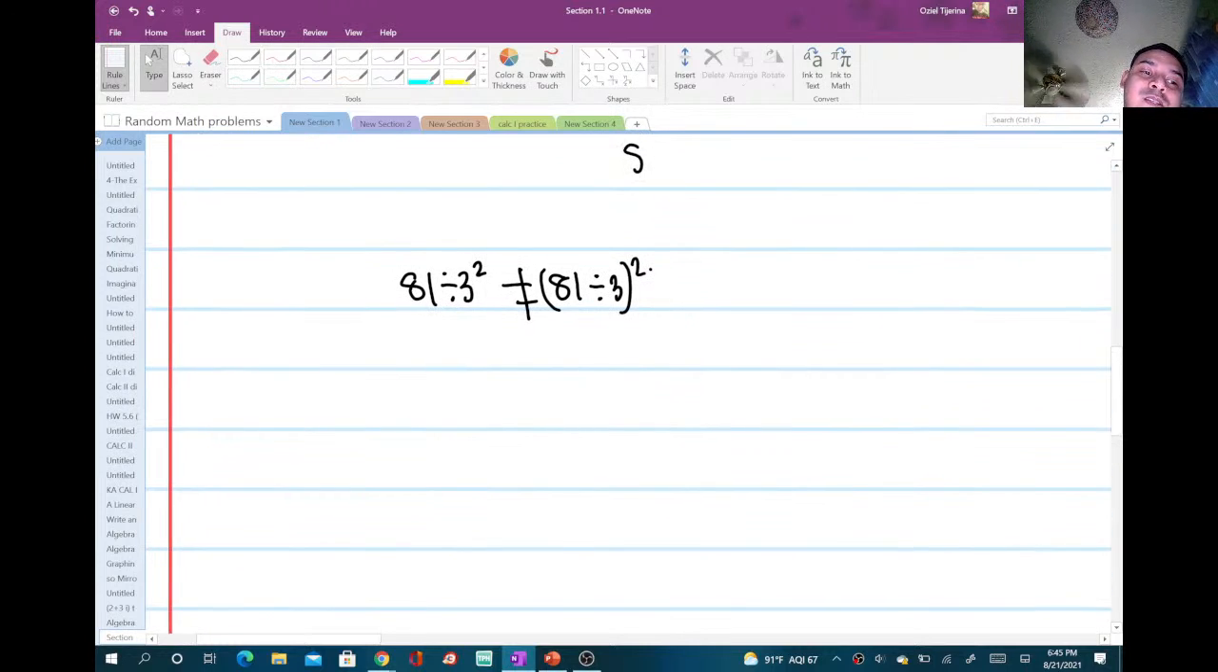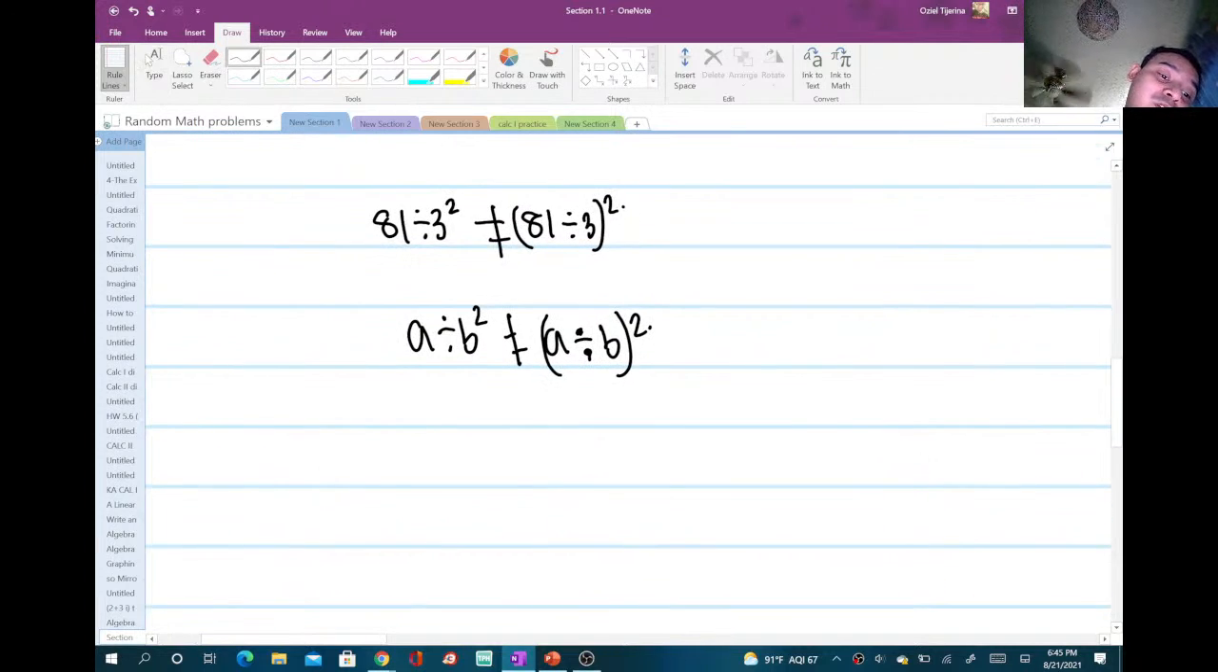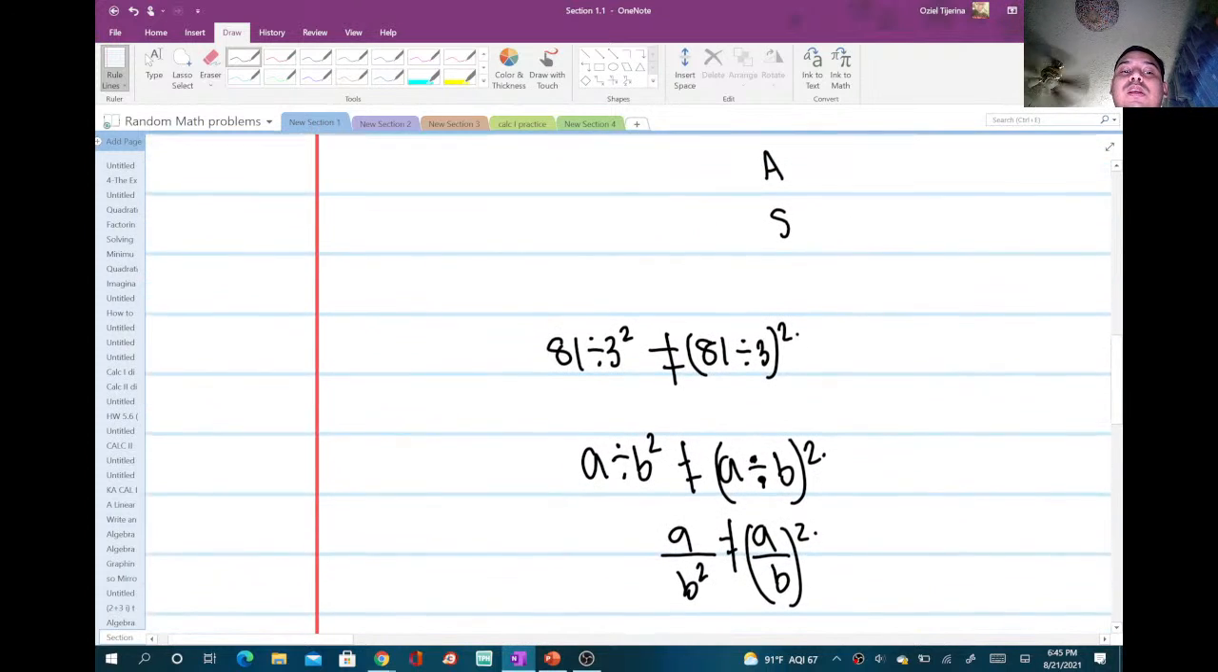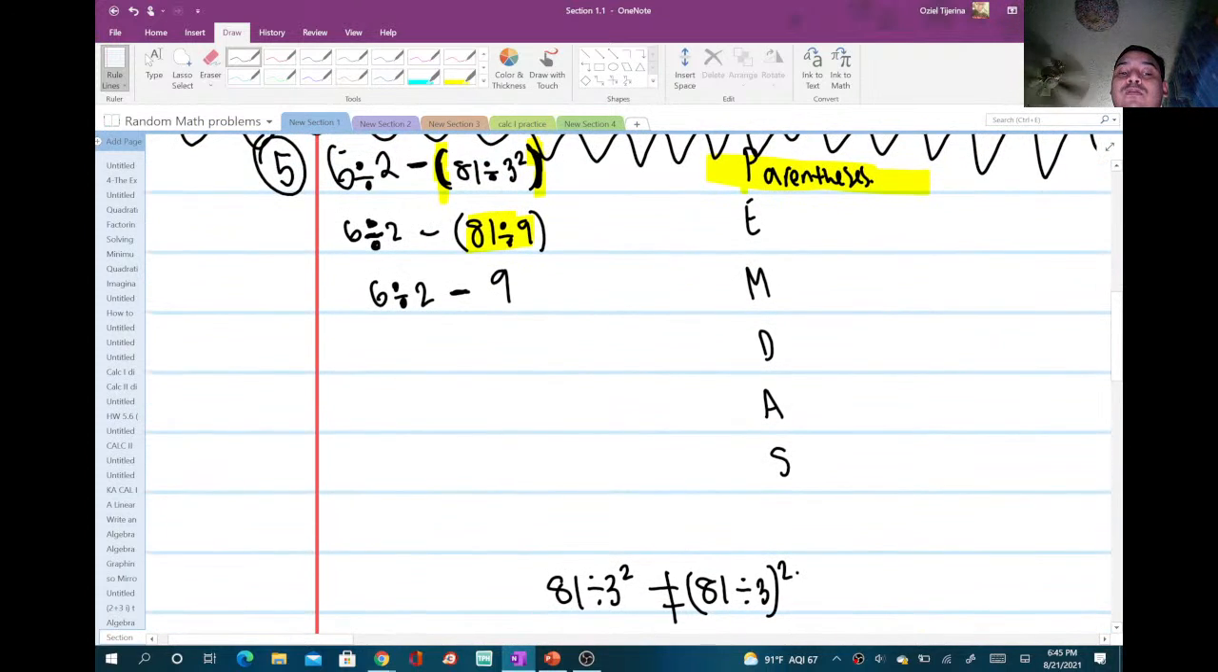So what I'm saying is this: a divided by b squared is not equal to a divided by b quantity squared. Or if you want to look at it in terms of fractions, you can say a over b squared is not equal to a over b quantity squared. That's what I'm saying here. So don't get that confused.